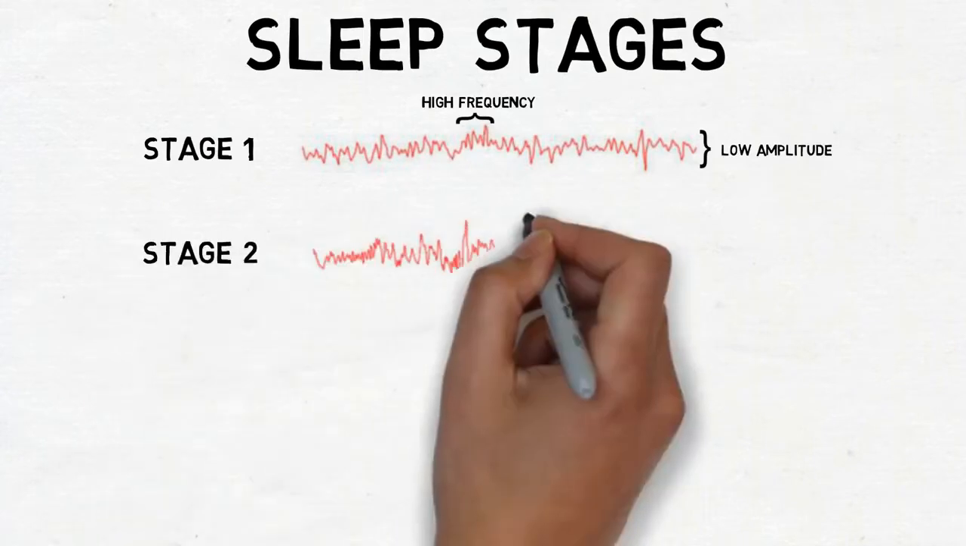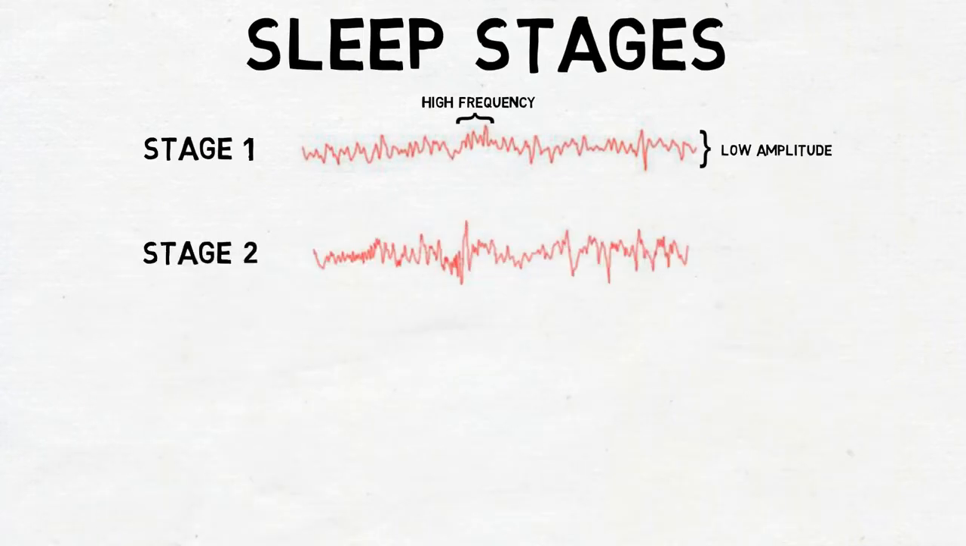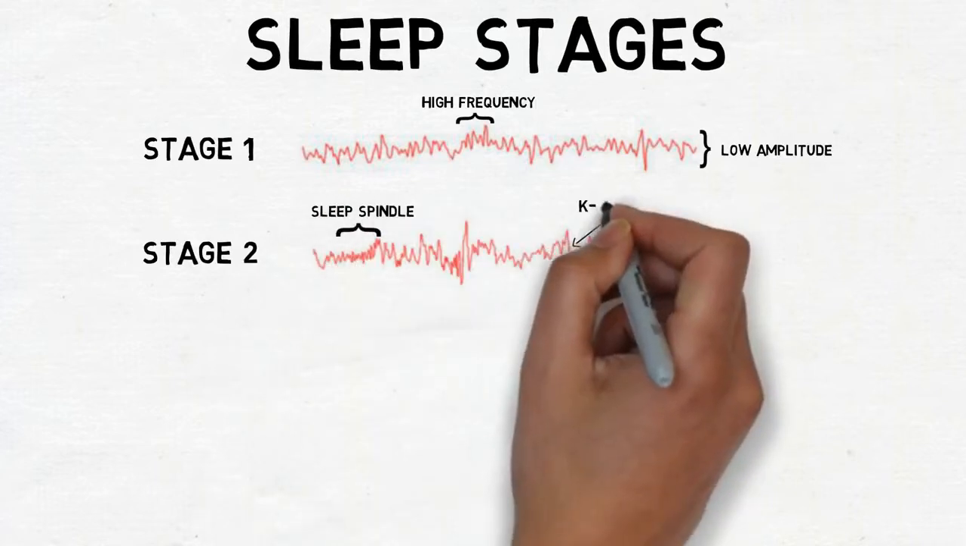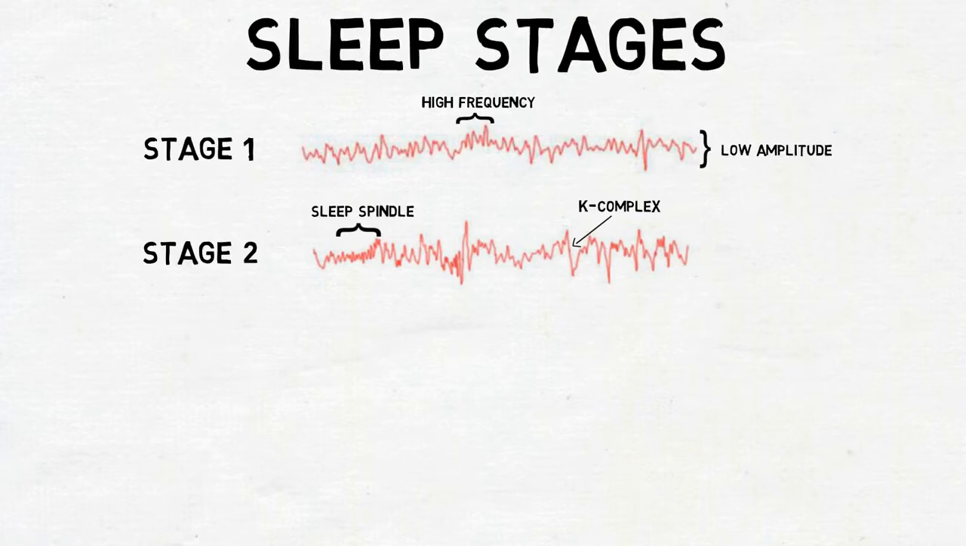This is characterized by the presence of phenomena on an EEG known as sleep spindles and K-complexes. Sleep spindles are trains of high-frequency waves. The K-complex involves a biphasic wave that stands out from the rest of the EEG.